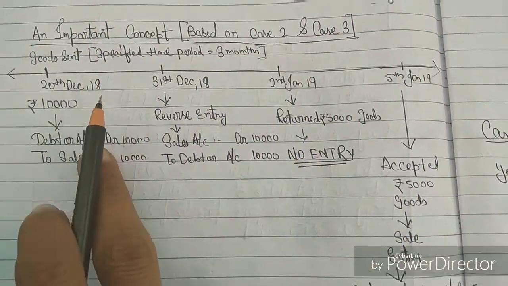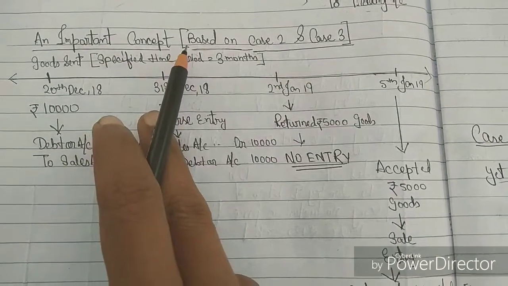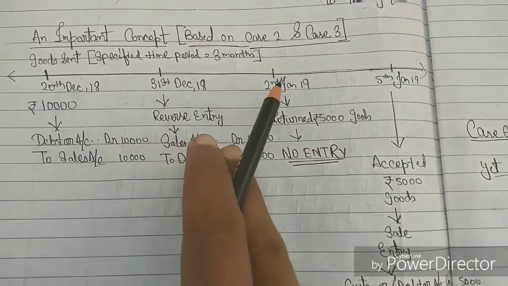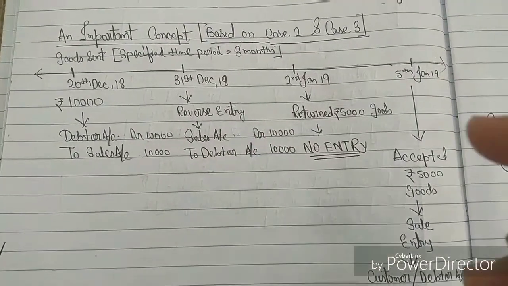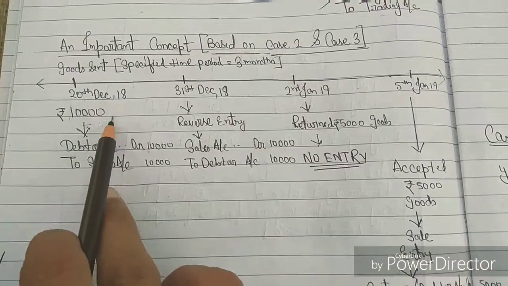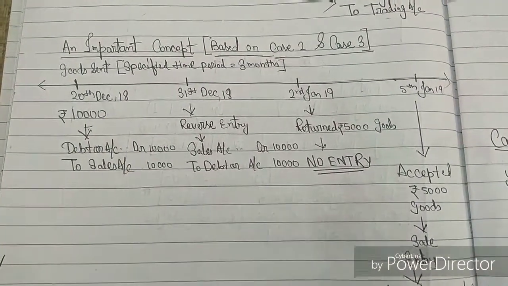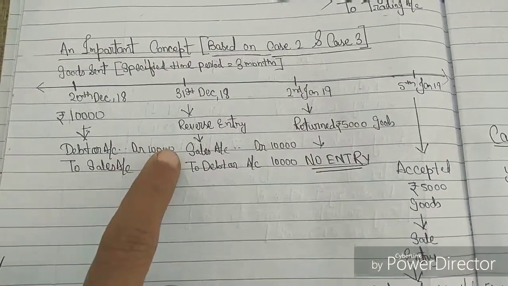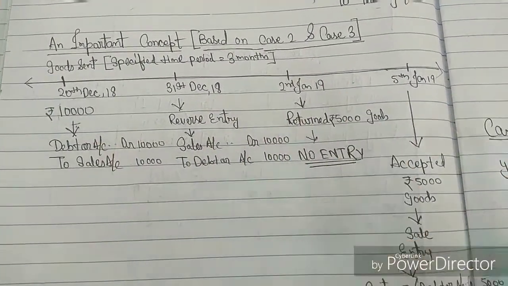So friends, now I'm going to explain an important concept with the help of the given timeline below, which is based on case 2 and case 3. This concept is very important from the exam perspective and also for understanding this chapter. So now suppose that on 20th December a wholesaler sent goods of rupees 10,000 to a customer. When the goods were sent, what entry will he pass? Debtor account debit to sales.